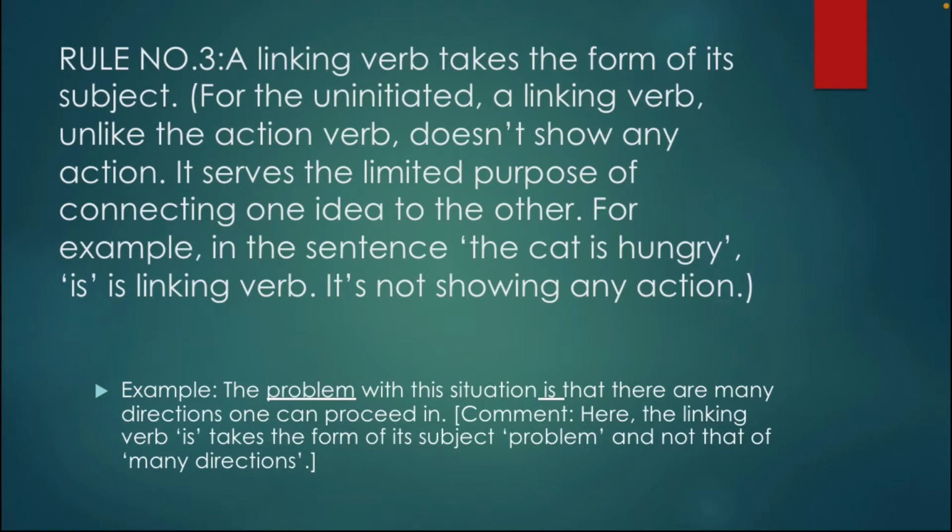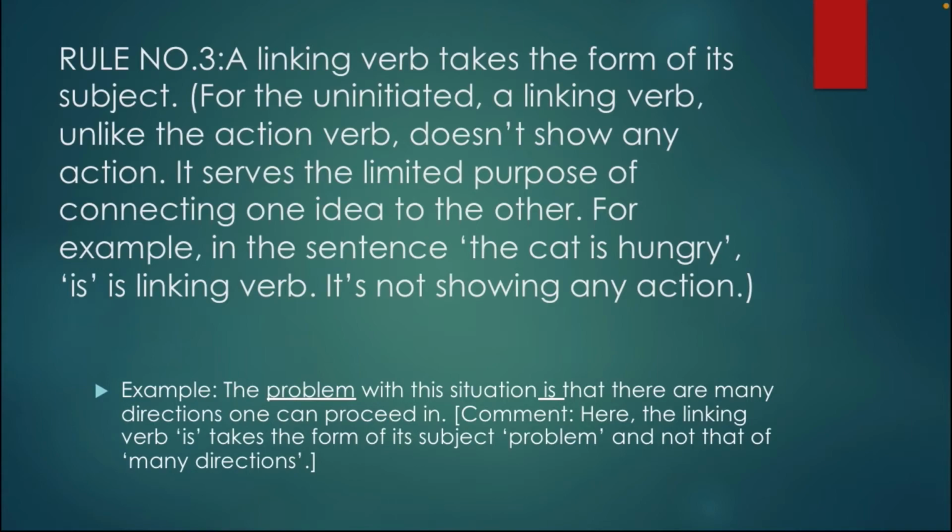Now for rule number 3. A linking verb takes the form of its subject. For the uninitiated, a linking verb, unlike the action verb, doesn't show any action. It serves the limited purpose of connecting one idea to another. For example, in the sentence, the cat is hungry, is the linking verb. It's not showing any action.